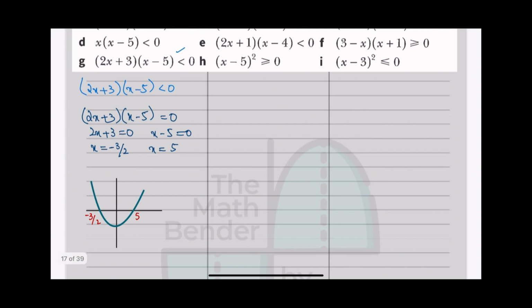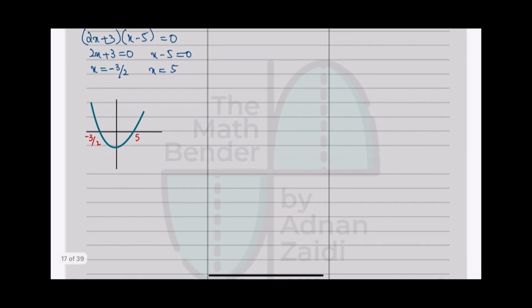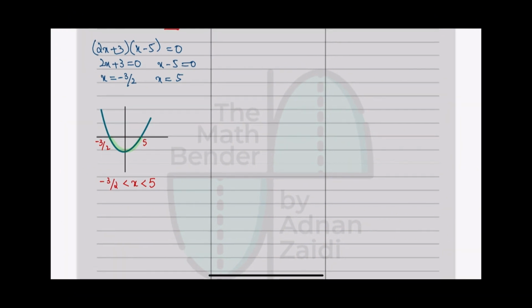The question wants you to find the values for which the curve is less than 0. So the curve is less than 0 between these two. So you write -3/2 < x < 5. So for the values of x between -3/2 and 5, the curve will be entirely below the x-axis, or negative, or less than 0.